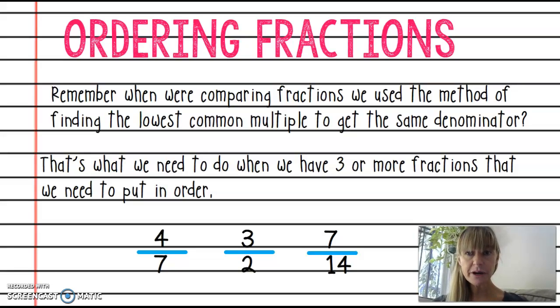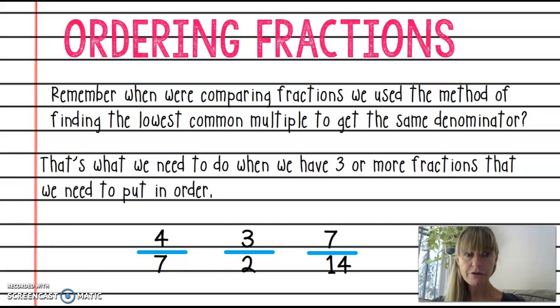So as we learned, when we're comparing fractions, we use a method that is to find the lowest common multiple. That then gives us a denominator that is all the same for all the fractions, and it makes it much easier because then we only need to look at the numerator to compare. And we cannot use the trick that we learned of cross multiplication because we have more than two fractions that we are comparing. So let's look at this first set of fractions.